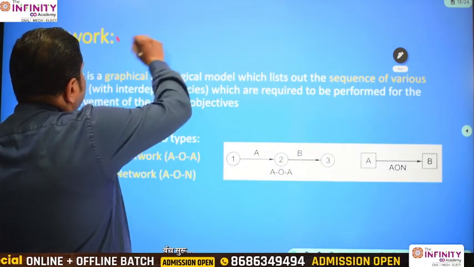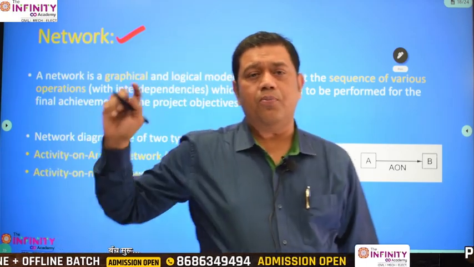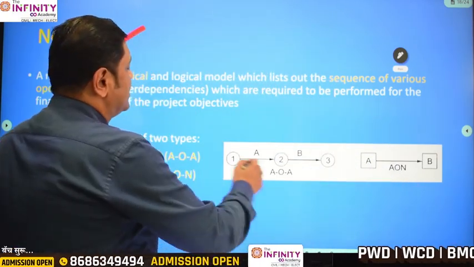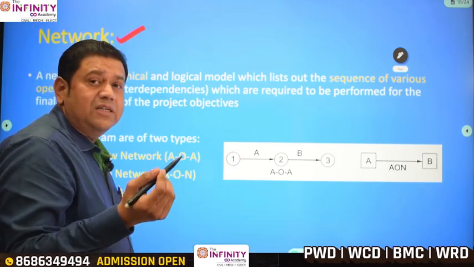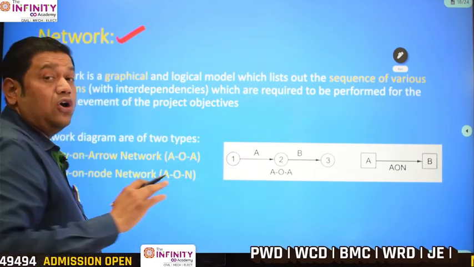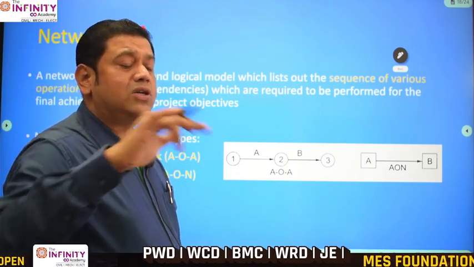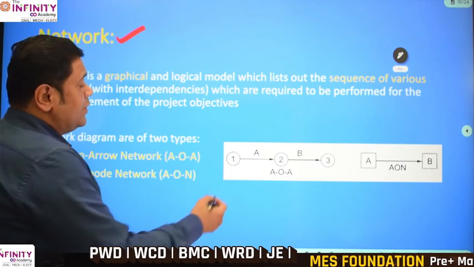Network, as I said, is the connectivity between two points, from point A to point B. So it is a sequence, and the network arrangement is nothing but a graphical and logical model, a logical representation of the relation between the two activities. So let's look into this figure.